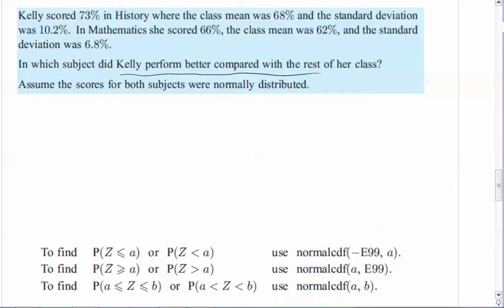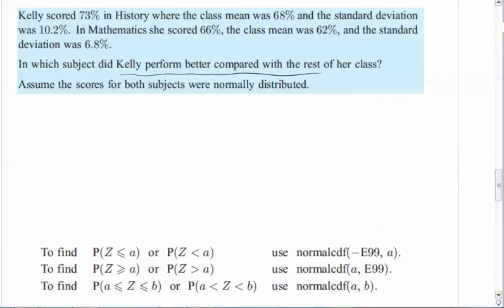If I just look at the data, I've got 73% in history, 68% was the average. So she beat the average by 5 points, but the standard deviation is a little bit bigger, which means the data is a little bit more spread out. So just beating the average by 5 points maybe does or maybe doesn't mean anything.